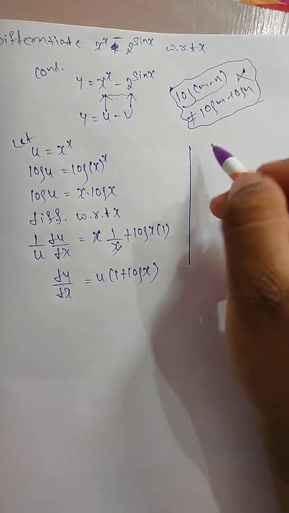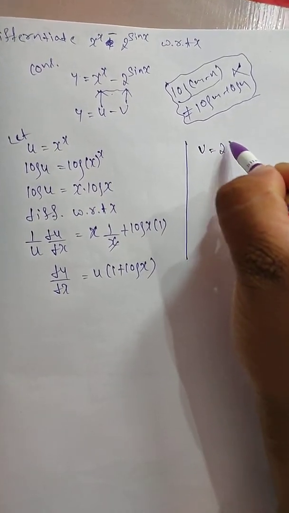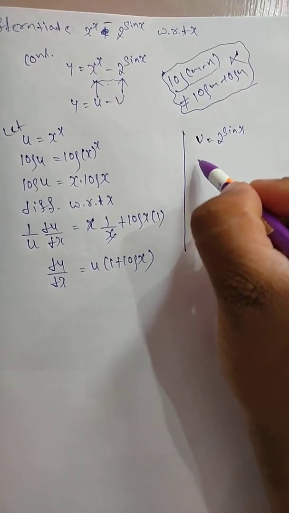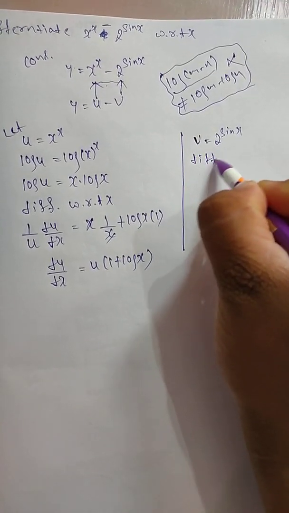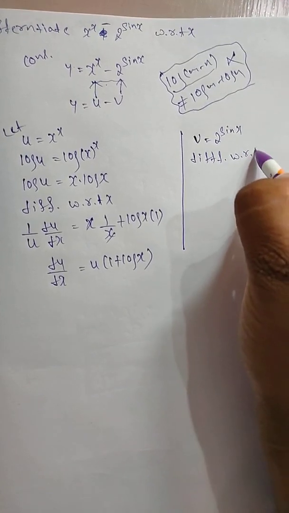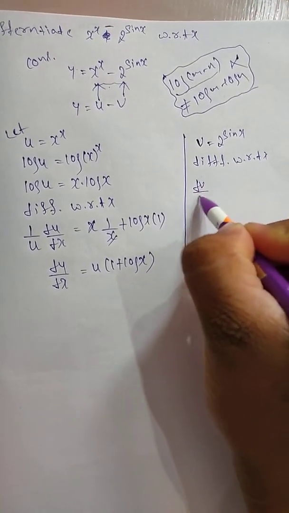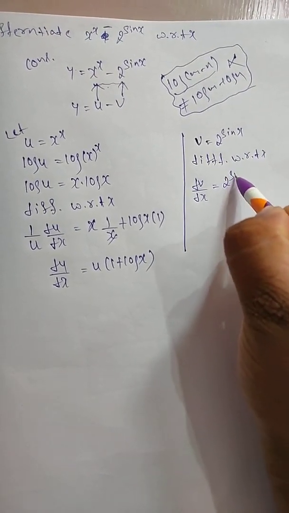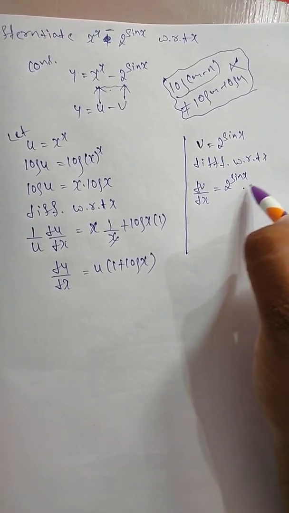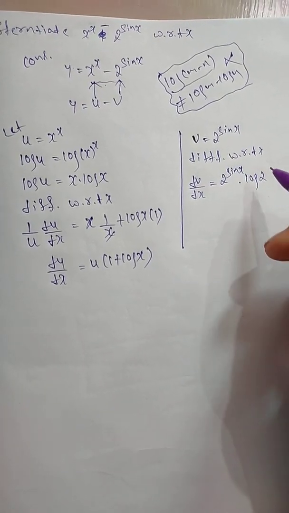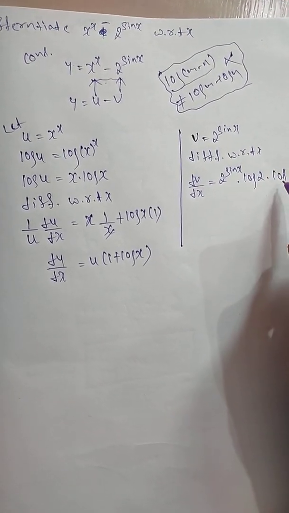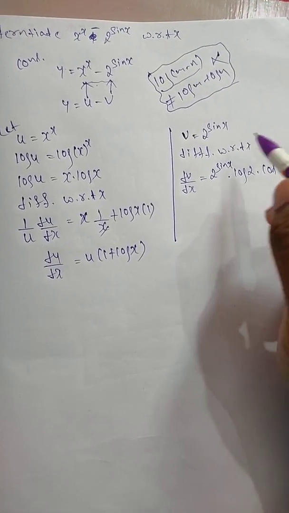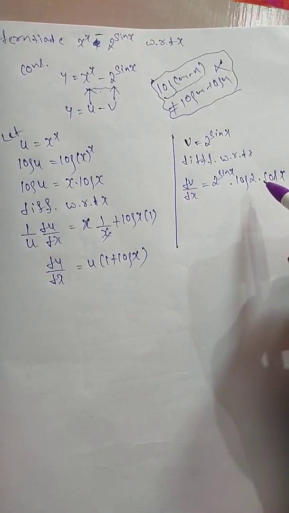Now what is v? v is 2 to the power of sin x. Let me differentiate v separately. Differentiate with respect to x. So dv by dx is equal to the differentiation of 2 to the power of sin x, which is 2 to the power of sin x into log 2 into cos x. So this is dv by dx.